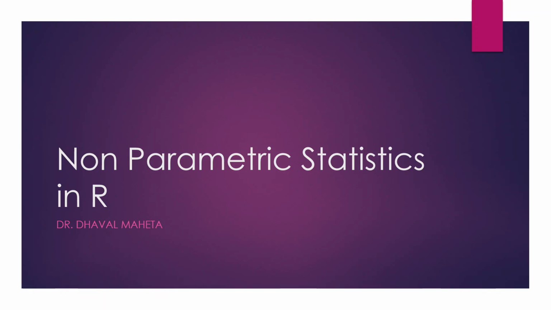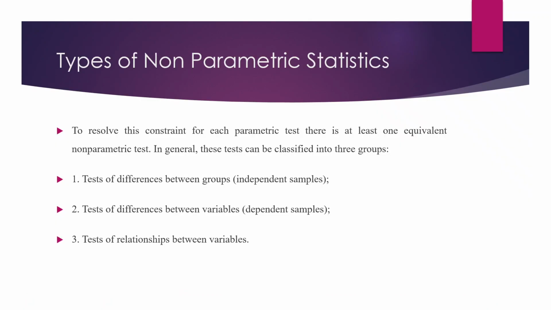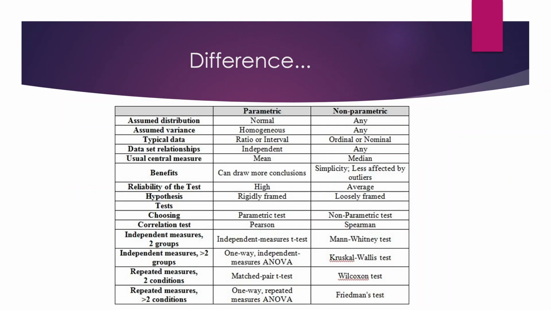But in real-life data, it is very difficult to get data which is normally distributed or groups which have equal variances. So in such scenarios, we use the non-parametric version of the parametric test. For each parametric test, we have its non-parametric equivalent. So what is the difference between both of them?